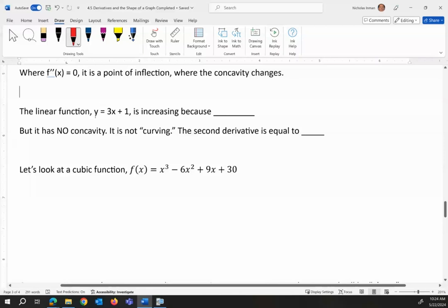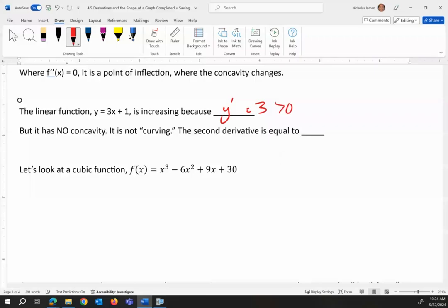All right, if that's struggling to make sense, let's think about it this way. A linear function, y equals 3x plus 1, straight line. All right, it's increasing because f prime would just be 3. I guess I should say y prime is equal to 3. The derivative of y equals 3x plus 1 is just 3. Now 3, there's no variable here, is positive. It's always greater than 0. That means it is increasing always.